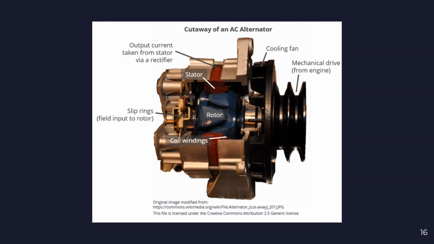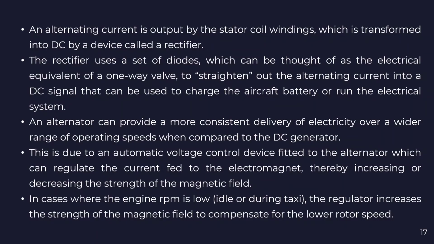An alternating current is output by the stator coil windings, which is transformed into a DC by a device called a rectifier. The rectifier uses a set of diodes which can be thought of as an electrical equivalent of a one-way valve to straighten out the alternating current into a DC signal that can be used to charge the aircraft battery or run the electrical system. An alternator can provide a more consistent delivery of electricity over a wider range of operating speeds when compared to the DC generator.